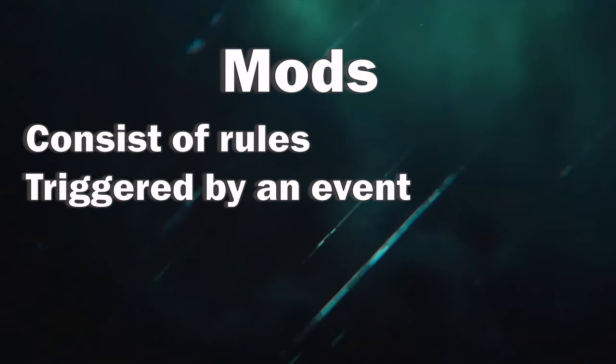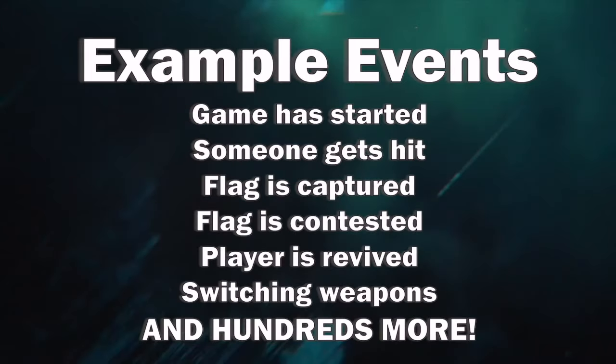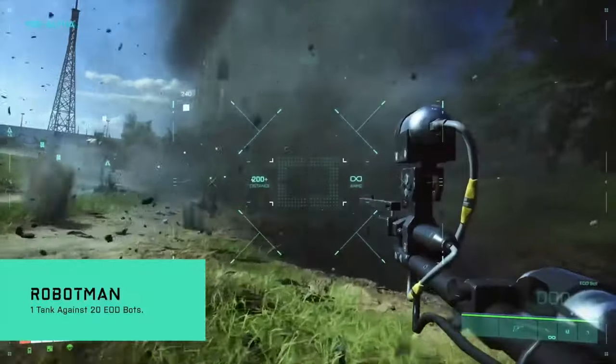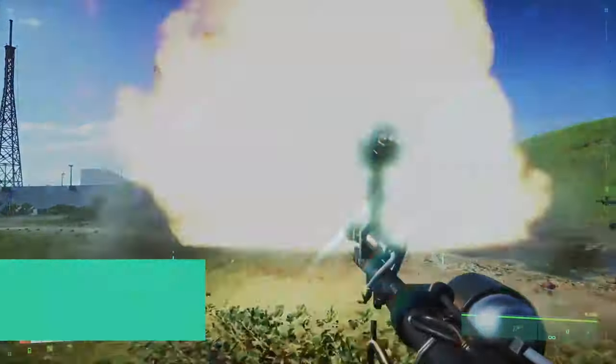Examples of in-game events could be things like the game started, that's an obvious one. Maybe somebody is shot and takes damage. Maybe a flag's being captured or contested, and so on. So these in-game events that happen will trigger a check of one of our rules.